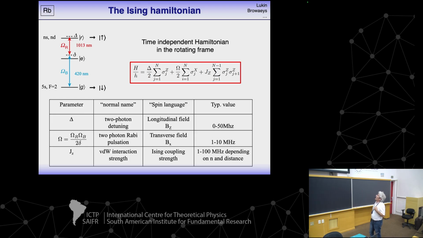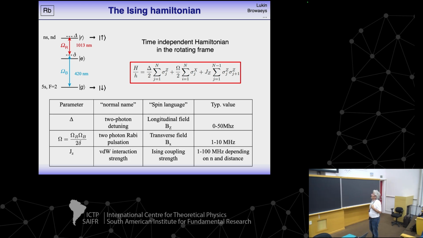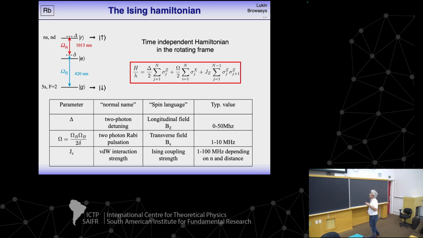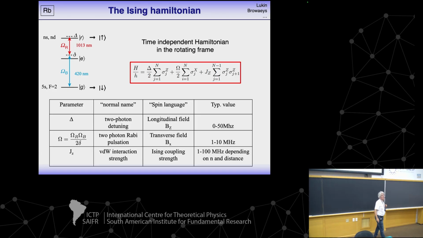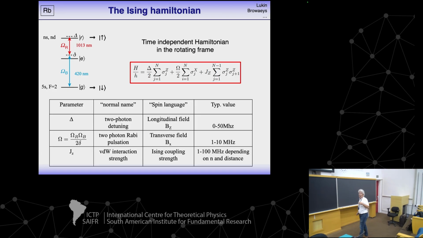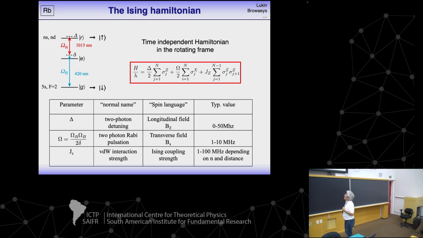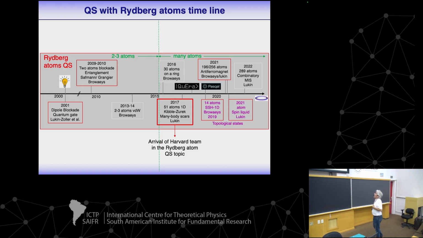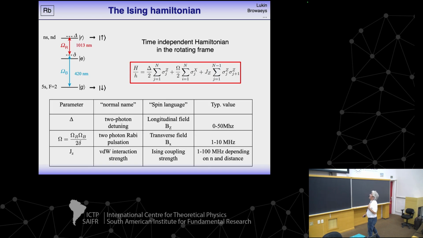Typical values of this parameter are in the range of 0 to like 10 or 50 megahertz for the detuning and Rabi frequency, and the coupling can be varied in a broad range from 1 to 100 megahertz, when the distance between atoms is varied from 10 micrometers to a few micrometers. In the experiment, the distance is of the order of 3 micrometers between the atoms. So that's the Hamiltonian that we want to run.